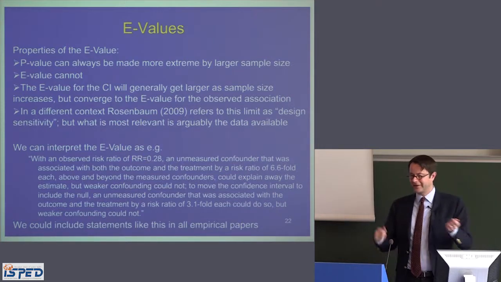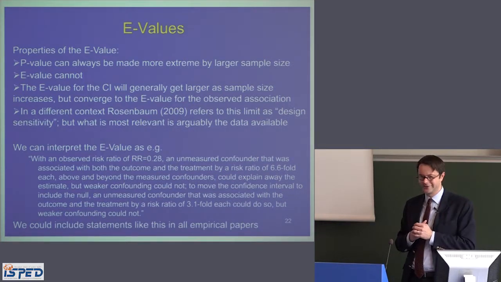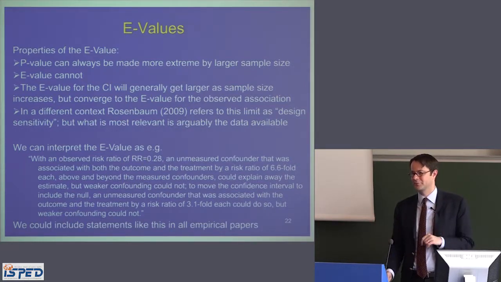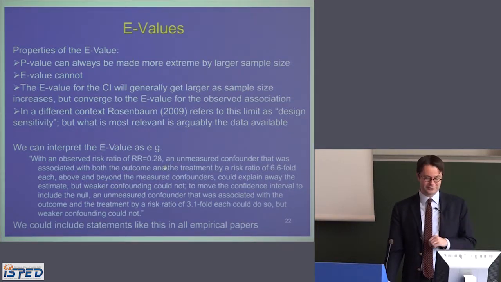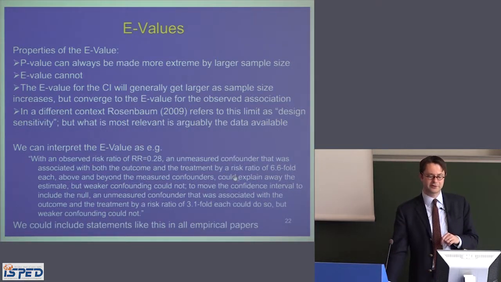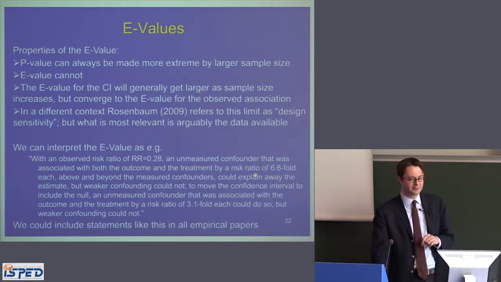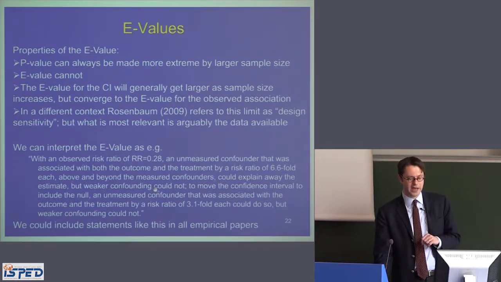So again, easy to calculate. You get your risk ratio, you plug it in that formula, and you're done. And easy to report as well. You can pretty much just copy and paste the text here. With an observed risk ratio of 0.28, an unmeasured confounder that was associated with both the outcome and the exposure or treatment by a risk ratio of 6.6-fold each, above and beyond the measured covariates, could explain away the estimate, but weaker confounding could not.